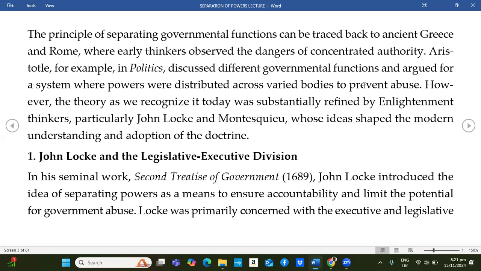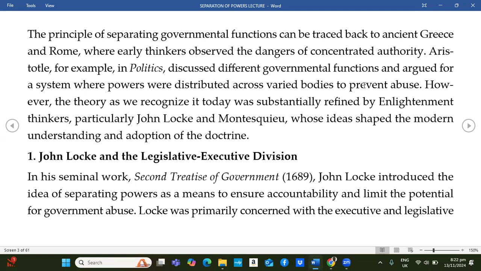And at the very outset, we would like to make the point that the principle of separating governmental functions, that is, avoiding concentration of governmental functions in one entity or in one individual, can be traced back to the ancient Greeks and also the Roman Empire. And there, thinkers observed the dangers of concentrated power, the dangers of putting all power in the hands of one person. So if you take Aristotle, for example, he did various work, one of his works called the Politics.